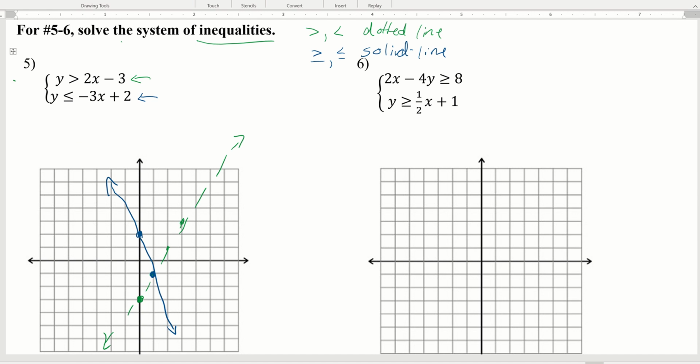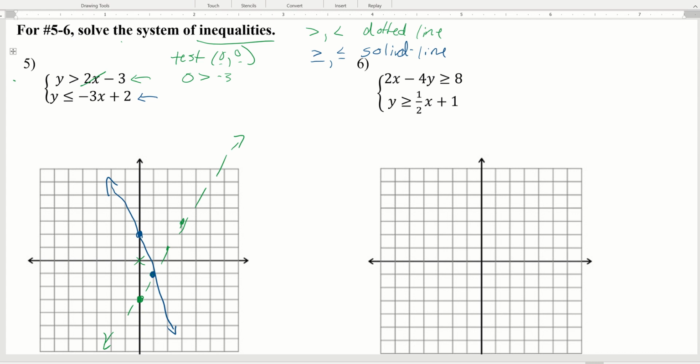Okay, so for the green guy, you're going to test a point. You could test any point you want that's not on the line. So I'm going to test this point right here, 0, 0. That's the easiest one if we can, if it's not on the line. So I'm going to test 0, 0, and what that means is just literally plug 0 in for x and 0 in for y. So for the top equation, I have 0 is greater than. If I plug 0 into here, that goes away, and I'm left with -3. Now, is 0 greater than -3?